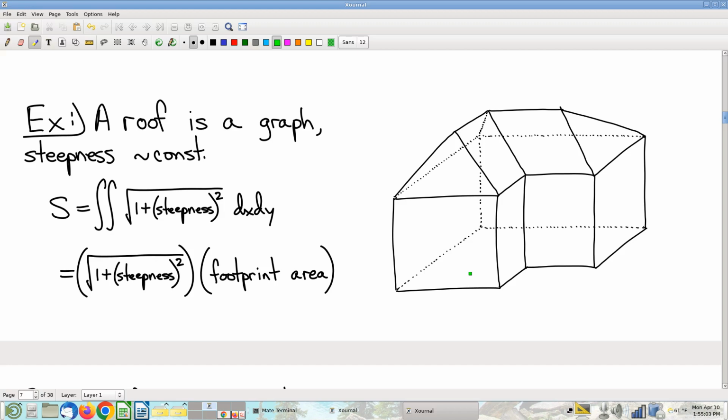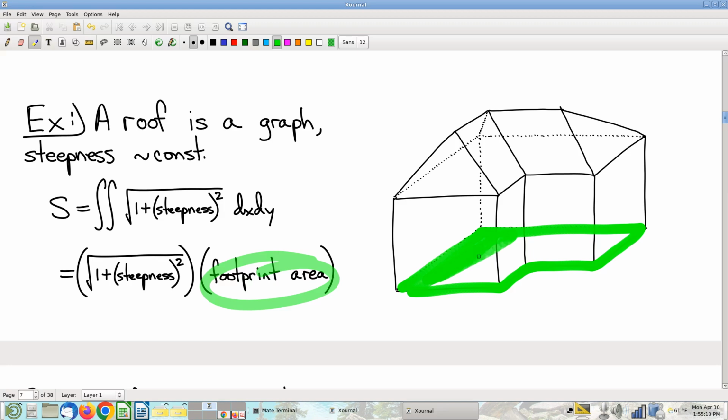Questions? Yeah. What's the footprint area? Yeah, so the footprint area is, this is what I'm calling the footprint of this: when you think of the integral as happening over dx dy, this is what you might call the domain of that integral. So this is the pullback domain when you're doing the graph parameterization. Yeah.